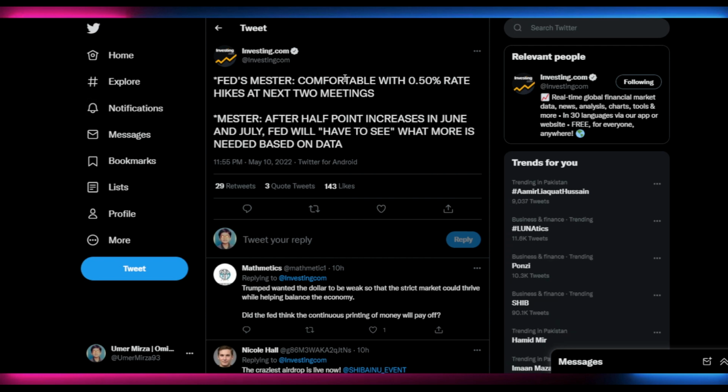Fed's Mester comfortable with 0.50 rate hikes at the next two meetings. Mester, after a half point increase in June and July, Fed will have to see what more is needed based on data. Man, come on, we don't need a lot more coming in. We've already sucked out a lot of money from the markets.